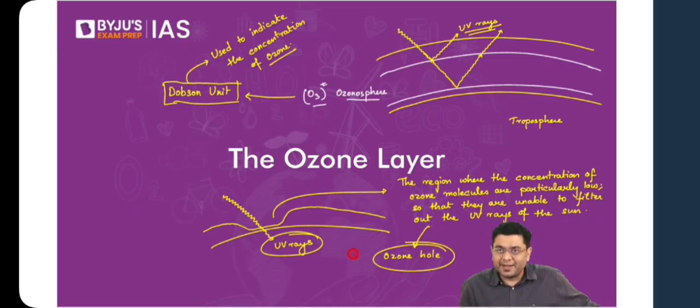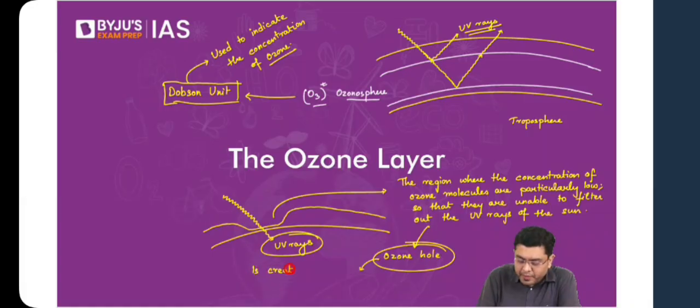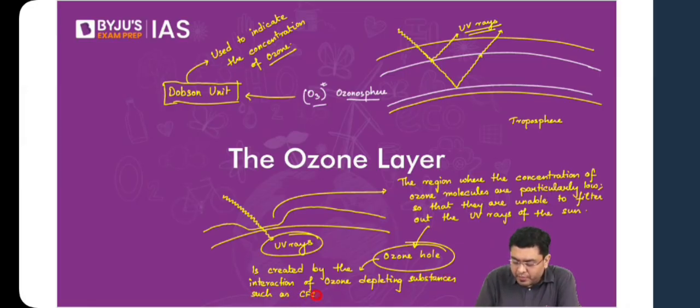Now, when is it that the concentration of ozone molecules reduces significantly? That is created by certain substances which are categorized as ODS, or ozone depleting substances. These substances interact with the ozone molecules and end up reducing their concentration. So this is created by the interaction of ozone depleting substances such as chlorofluorocarbons, hydrochlorofluorocarbons, etc. with ozone molecules.